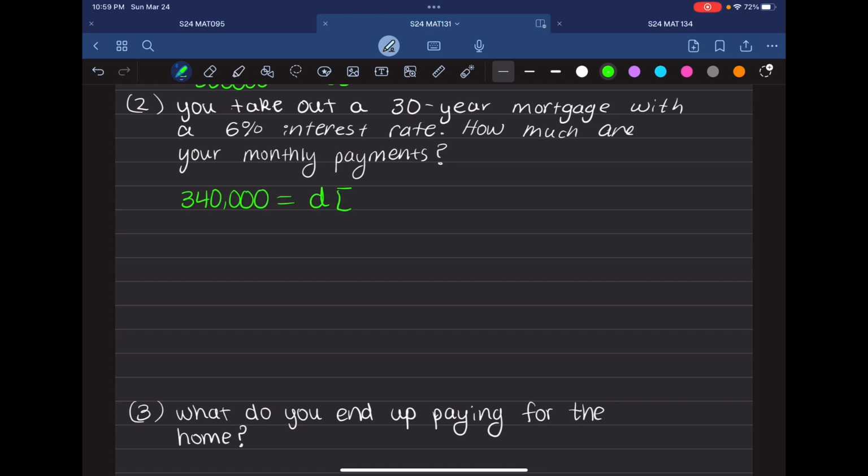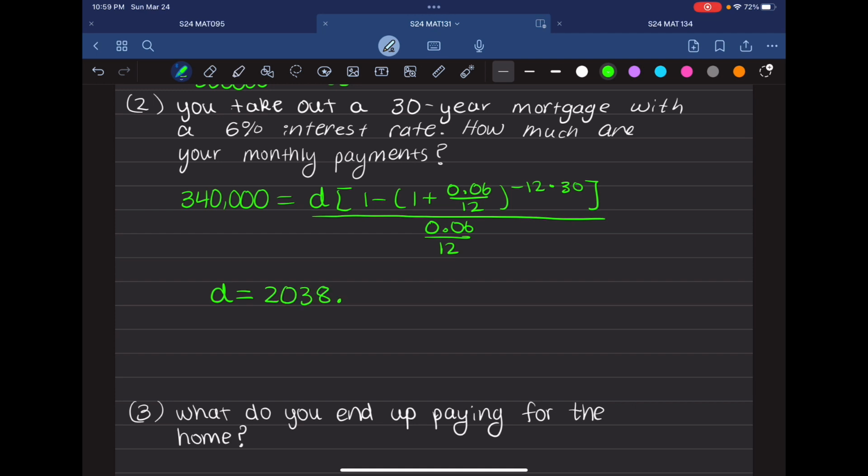And then you're just going to plug everything else into the formula. So we have D times 1 minus 1 plus 0.06 divided by 12, because we're doing monthly payments, to the negative 12 times 30. And then we divide by 0.06 divided by 12. And you'll go through that same kind of routine of solving for D. If you plug in everything correctly, you should get that D is equal to $2,038.47. So that's going to be your monthly payment on that mortgage.